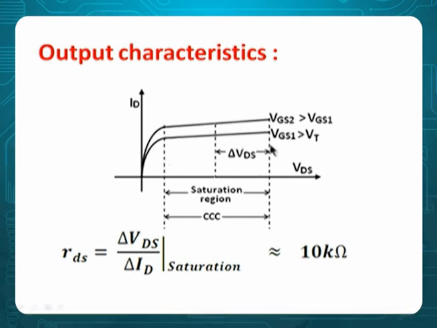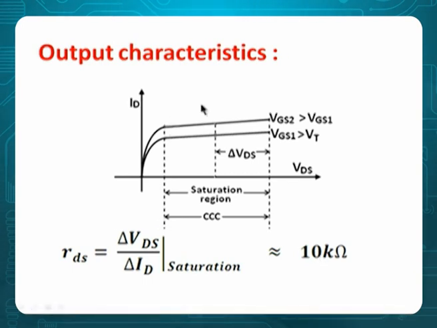That's what is happening. VGS1 is greater than VT. And this is the region where we have to calculate two values. You can take the change in ID here and the change in VDS here. From the change in VDS, you have to take the change in ID, this value and this value. So this will be approximately 10 kilo ohms. This is about RD.